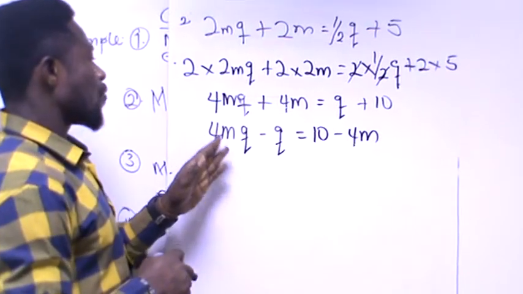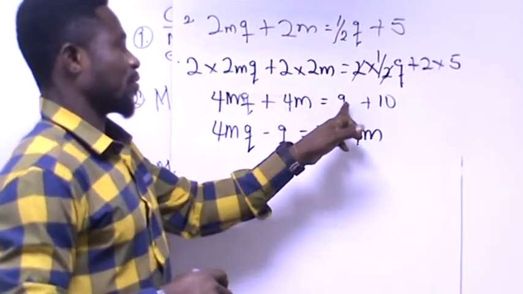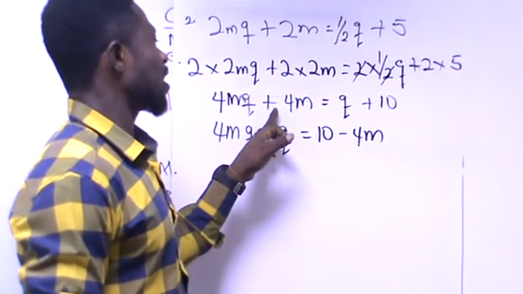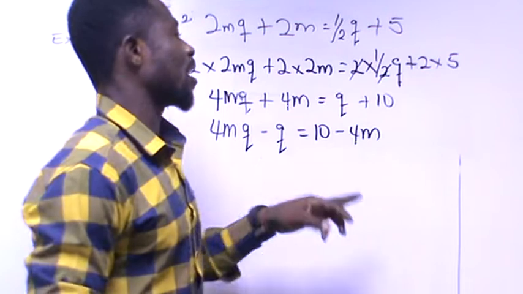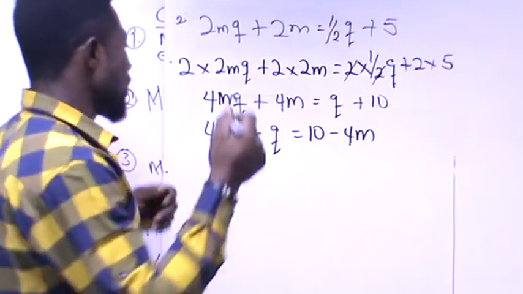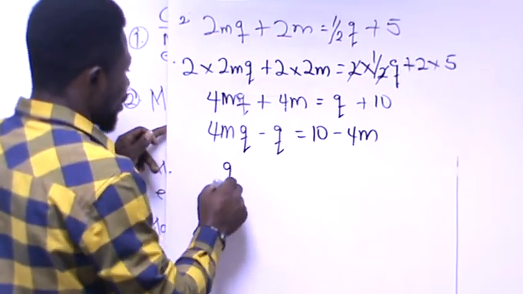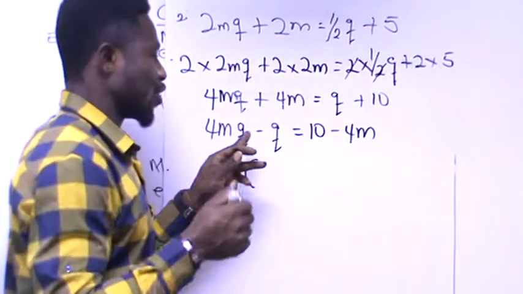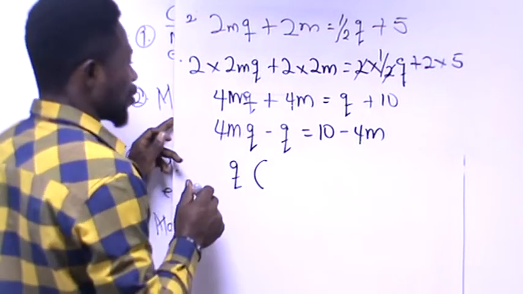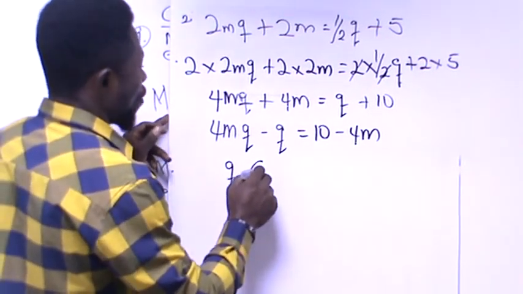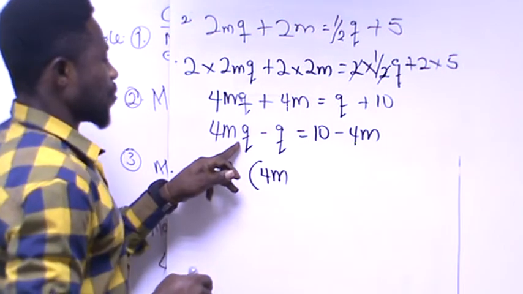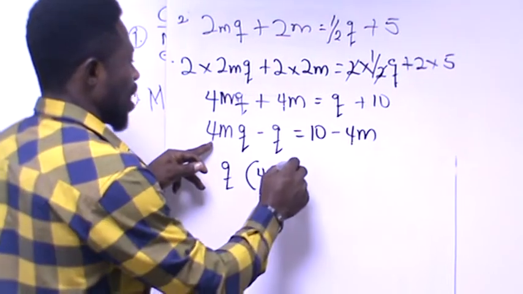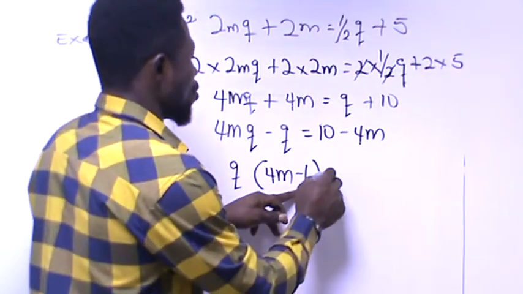So now you have your 4mq minus Q, which is this one coming here, equals this 10 we have here already. Then we take this positive 4m to that side as negative 4m. Then we have Q outside into brackets. We are factorizing Q out. When you take Q from here, you'll be left with 4m minus 1, since we've taken Q, so we have 1 remaining here.